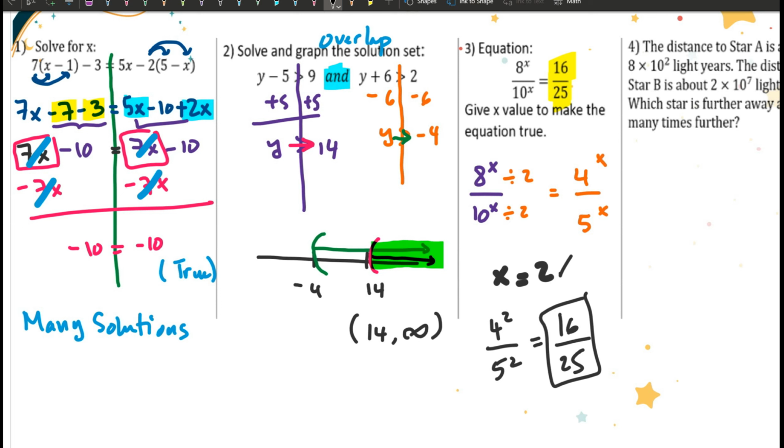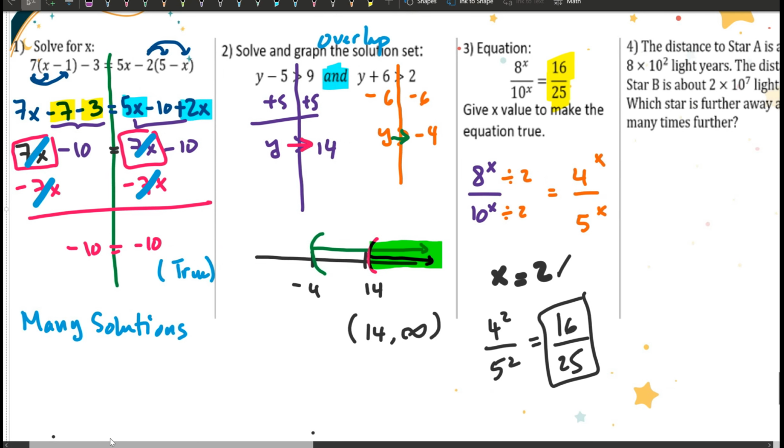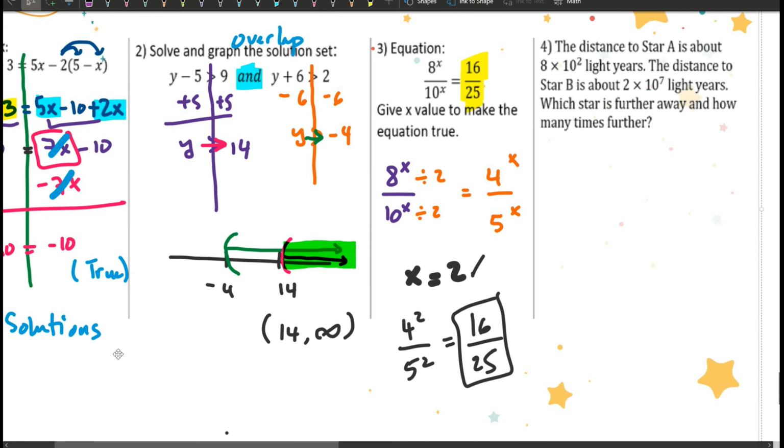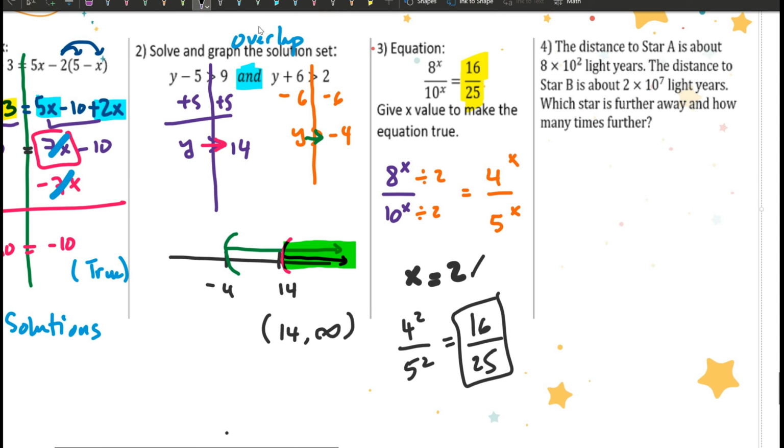Alright, last one. Okay, let me see if I can slide this over. Okay, here we go. Number 4. The distance to star A is about 8 times 10 to the second power light years. The distance to star B is about 2 times 10 to the 7 light years. Which star is further away? And how many times further?